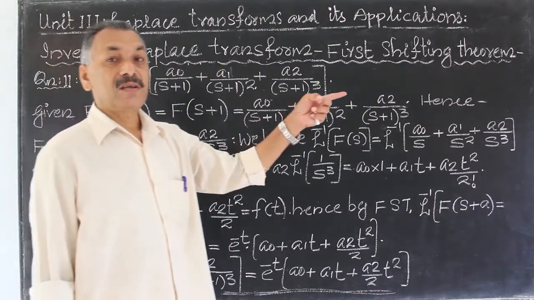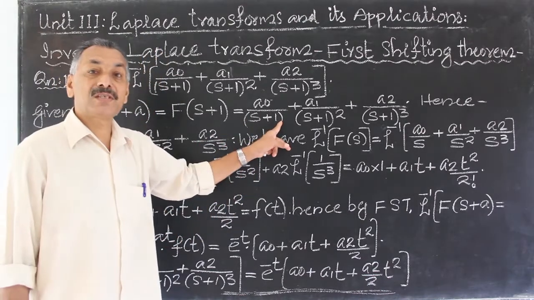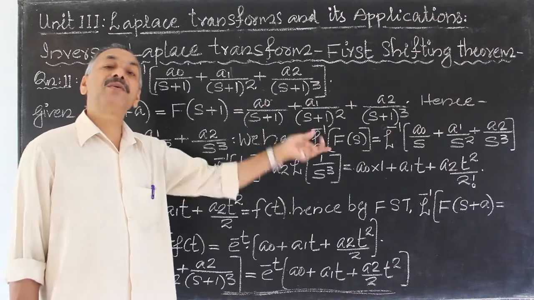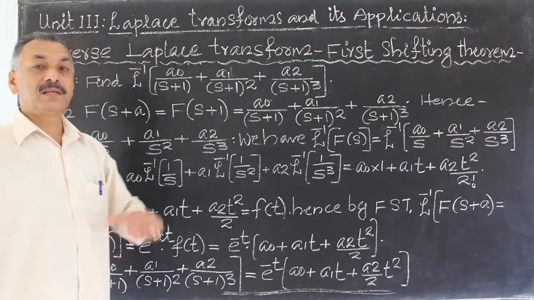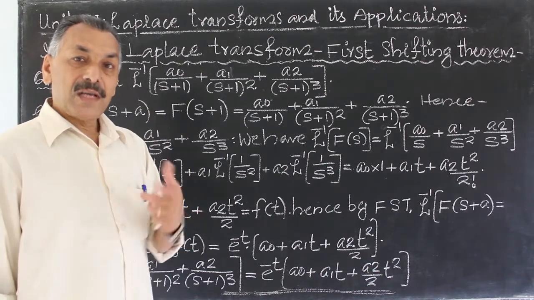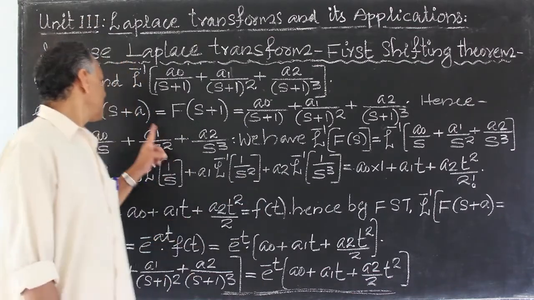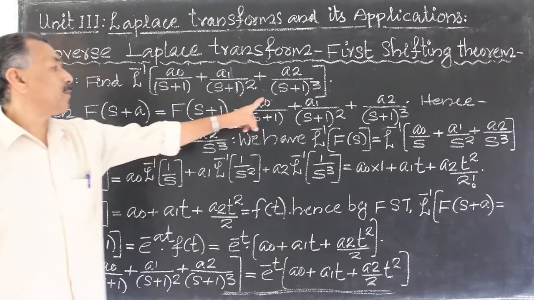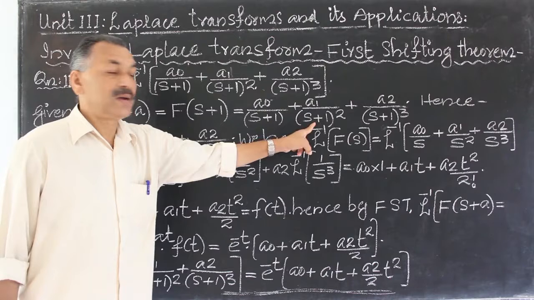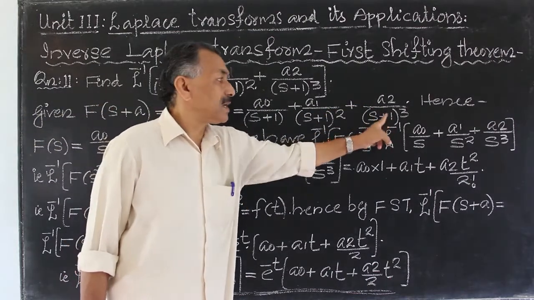Then what is F of s? F of s is obtained by putting s instead of s plus 1. Wherever s plus 1 comes, we give s. Conversely, to find F of s plus 1 from F of s, wherever s comes we give s plus 1. Then F of s is equal to a0 by s plus a1 divided by s square plus a2 divided by s cube.